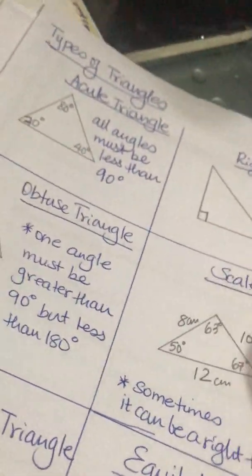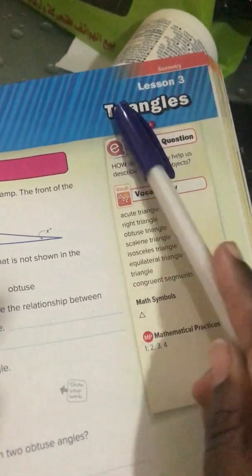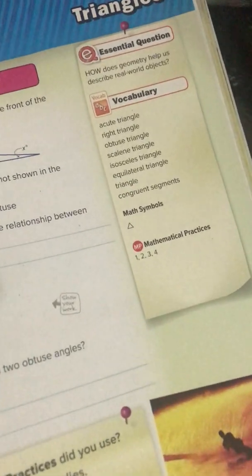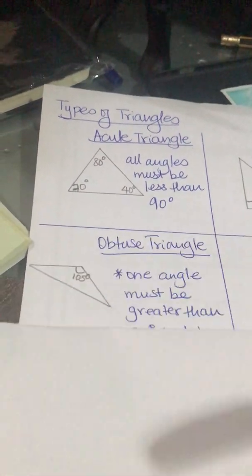Okay, grade 7. We are doing lesson 3, chapter 7. And we are talking about triangles. Okay? So, what is a triangle? Let's start there. We should write what is a triangle. We should know the definition of a triangle. Okay?